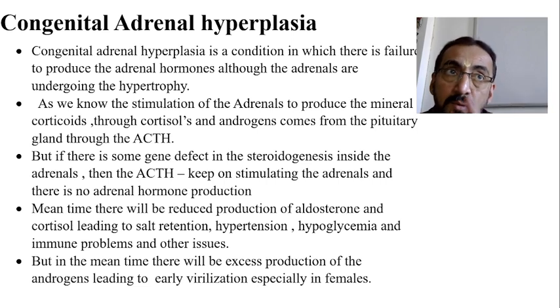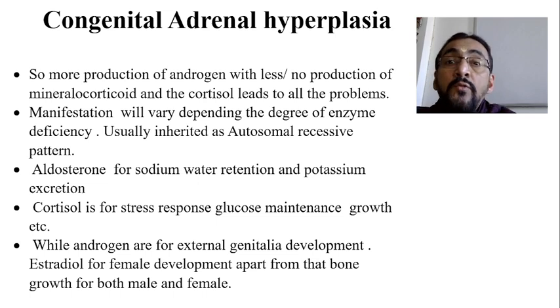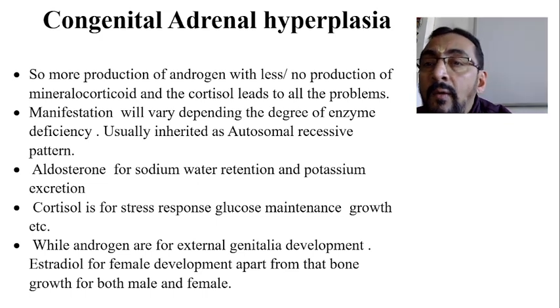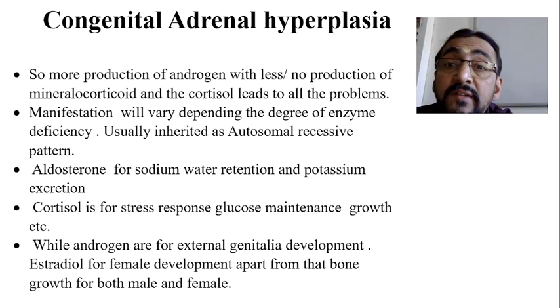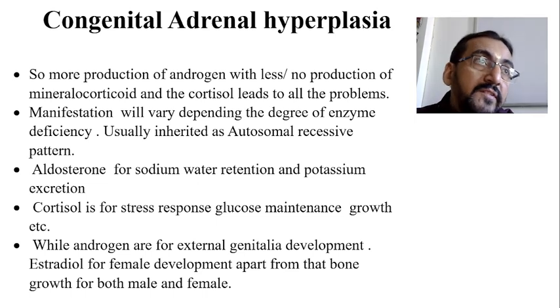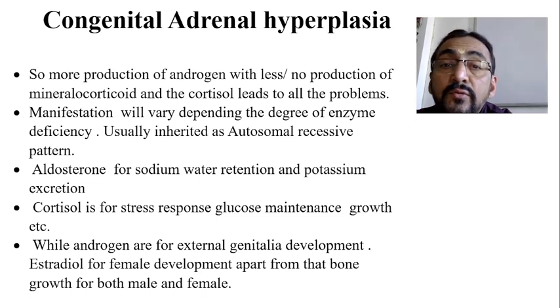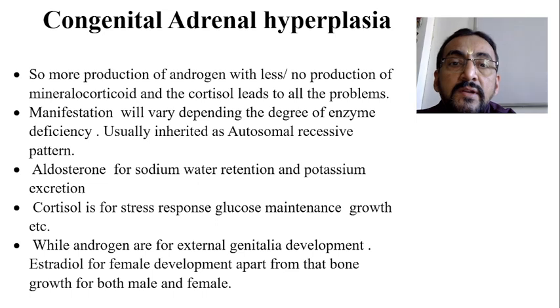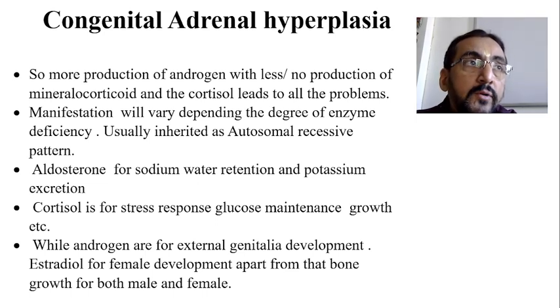Okay, this is point number one. More production of the androgens with less production of the mineralocorticoid and the cortisol leads to so many problems. The manifestation will vary depending upon the degree of the enzyme deficiency. Usually it is inherited in an autosomal recessive pattern. ACTH is produced, but the adrenal gland is not responding to it, and as a result the problems start. It is a genetic single gene disorder.